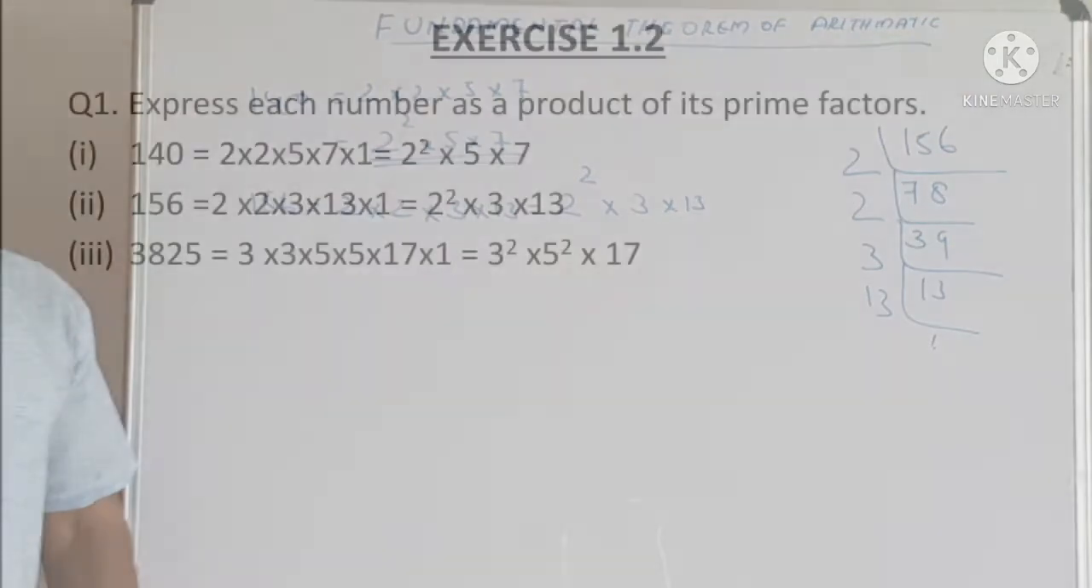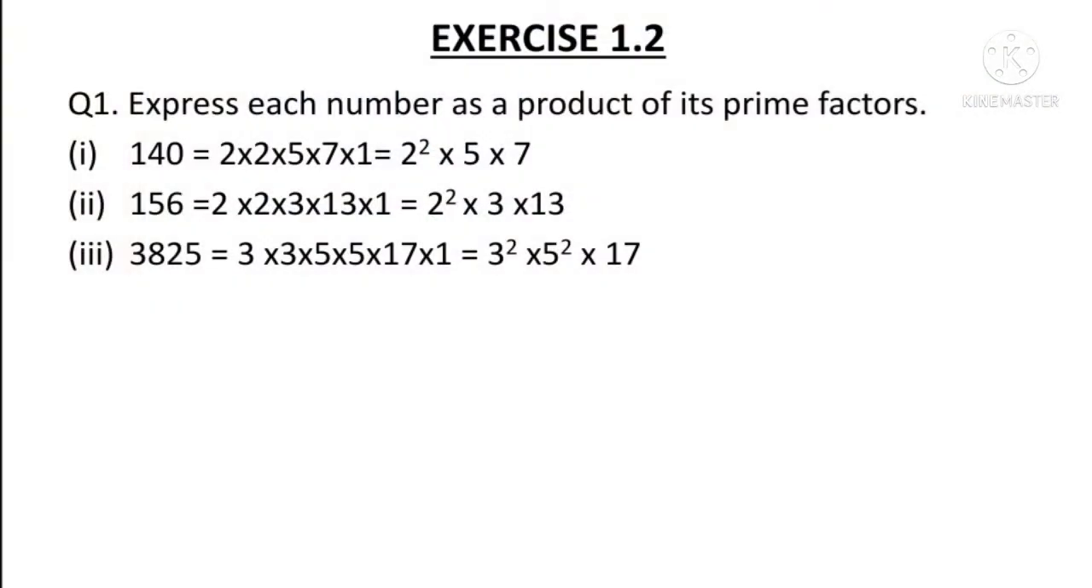Now let us do the next one, 3825. Here we get the answer 3 to the power 2, 5 square and 17. So in all these cases, what you have to do is start with the smallest prime number and keep on dividing that composite number with the prime numbers. So you will get the answer.